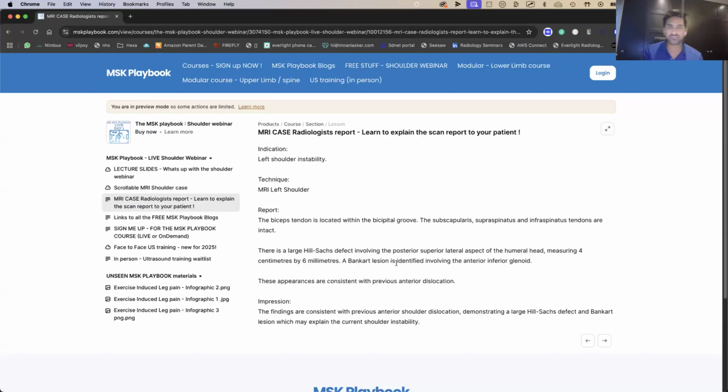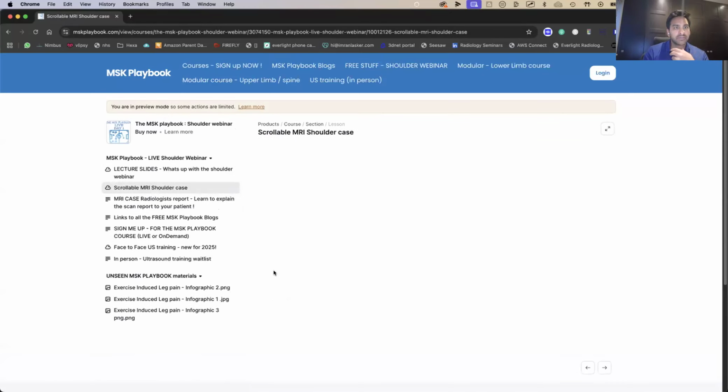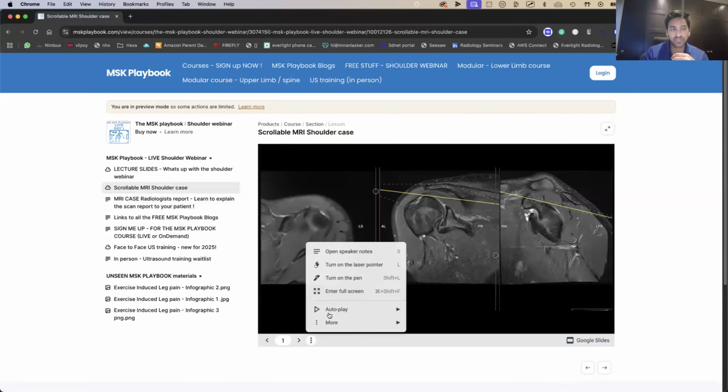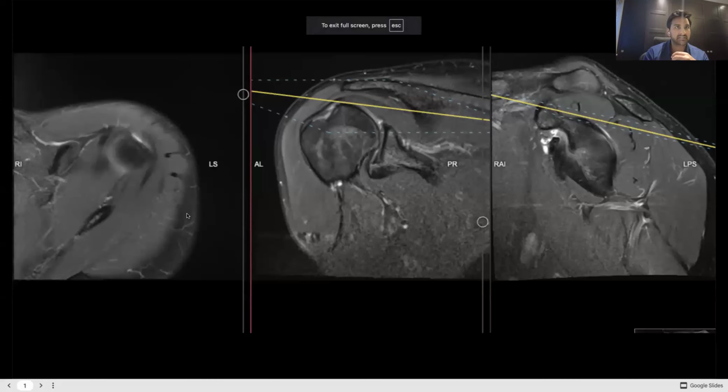Okay, Bankart lesion is identified involving the anterior inferior glenoid. Appearances are consistent with a previous dislocation. Okay, right. So at first, it feels like a whole load of big words. You think, oh, you know what? I have no idea what you're talking about. But now, when you go back, remembering H for humerus, H for Hill-Sachs defect, we can come back to this and try and identify the things that we're talking about.